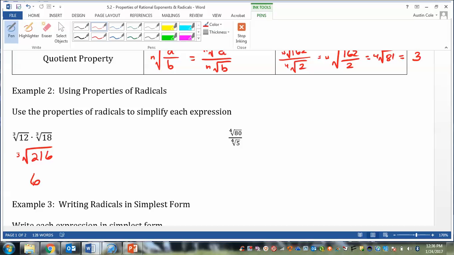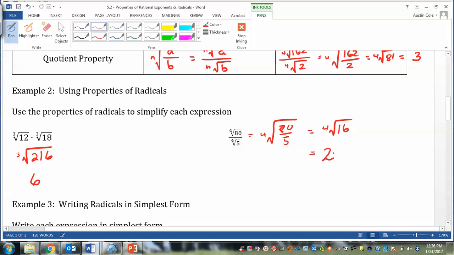Same idea here. If I look at my numerator, the fourth root of 80 is not really anything special. The fourth root of 5 is nothing really special. But if I do 80 divided by 5, that's 16. So I can do the fourth root of 80 divided by 5, which is the fourth root of 16. What's the fourth root of 16?